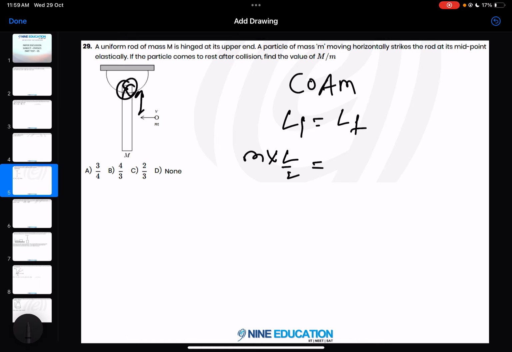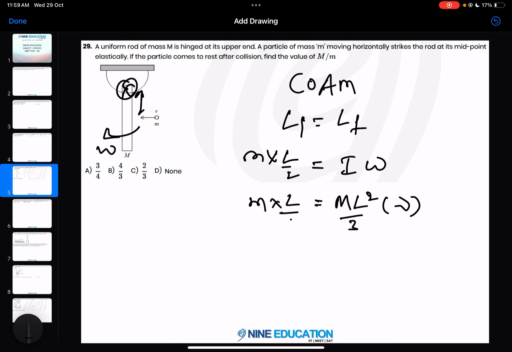Now after the collision, this small m has come to rest. Only the rod rotates, let's say, with angular velocity omega. So after collision, angular momentum will be I omega, which will be capital M L square by 3 into omega, equals small m into v into L by 2. L and L square cancel. This is small m and this is capital M. We need the value of M by m. So capital M by small m will be 3 by 2 into omega L by v.